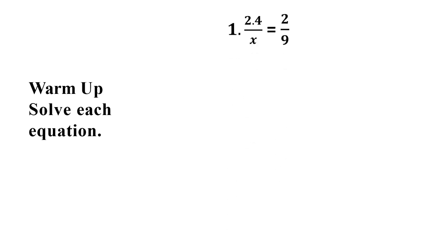Equation number 1. 2.4 over x equals 2 over 9. So the objective is to determine the value of x. By applying cross multiplication, we're going to multiply 2 by x. So it becomes now 2x. And 2.4 times 9, of course, the product is 21.6. So this time, we're going to divide both sides by 2 and the value of x is 10.8.